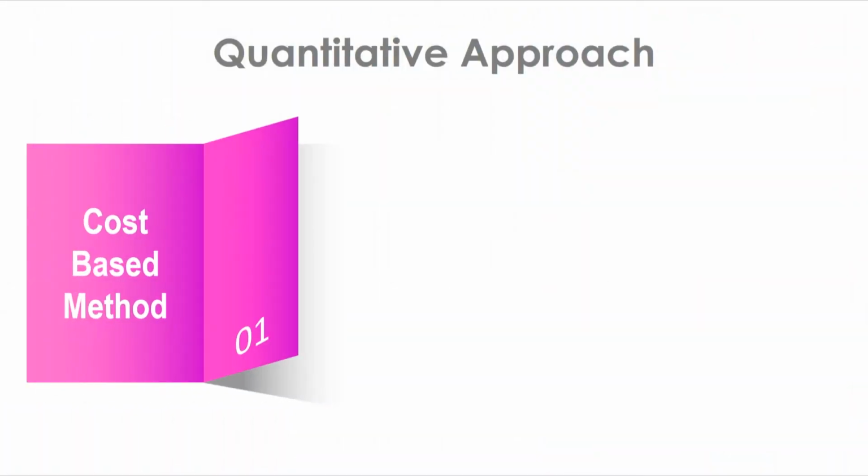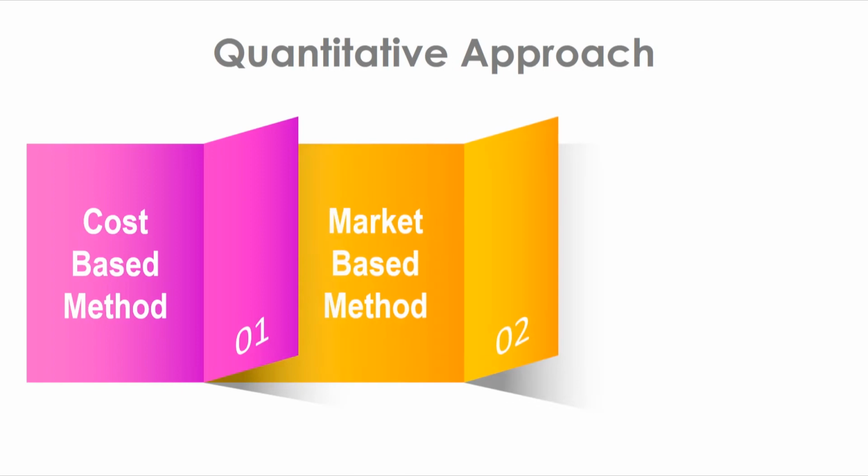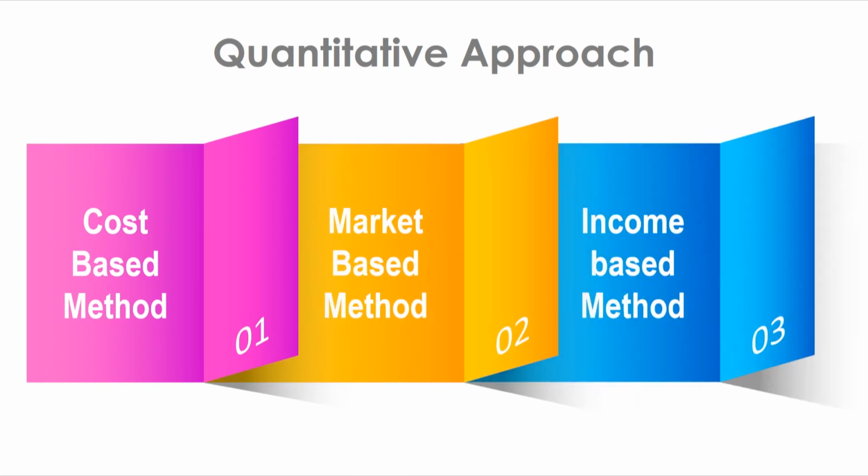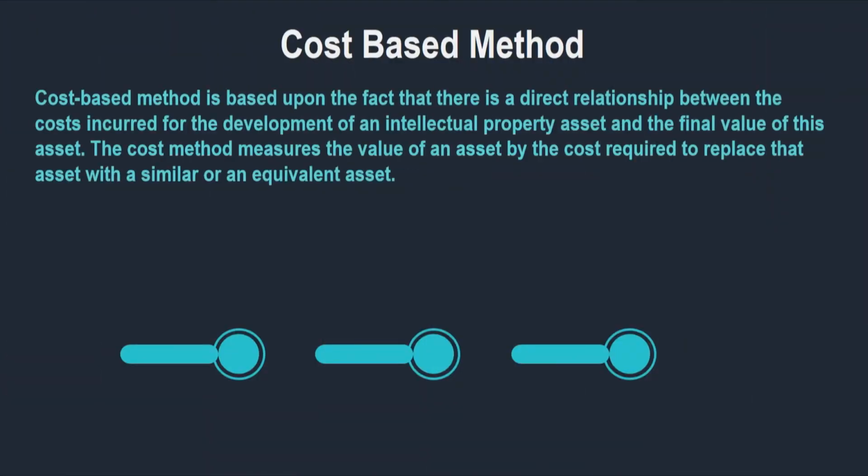Now, in the quantitative approach, we have three different methods: cost based method, market based method and income based method. Let us understand these three methods. Cost based method. Cost based method is based upon the fact that there is a direct relationship between the costs incurred for the development of an intellectual property asset and the final value of this asset.